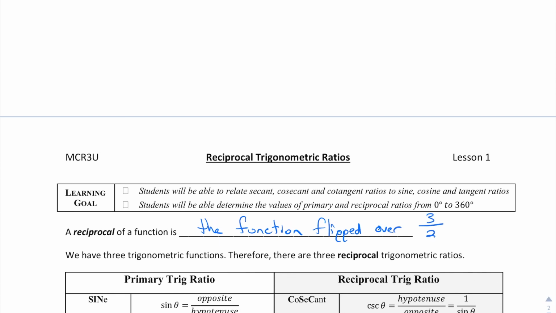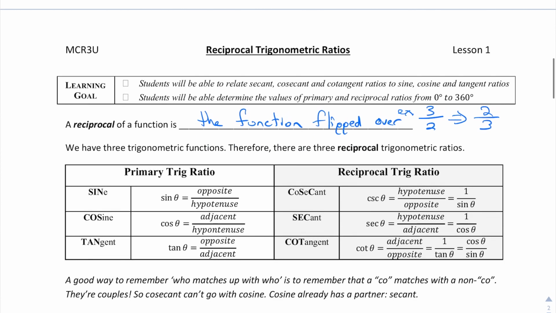So let's say you had a fraction of 3 over 2. Then the reciprocal of that would just be 2 over 3. So each sine, cos, and tan has the reciprocal version of itself. Probably the hardest part of this is just remembering which ratio matches up with which sine, cos, or tan.